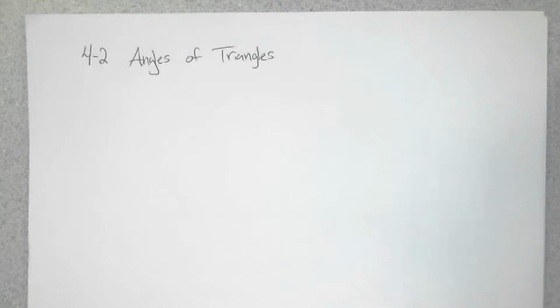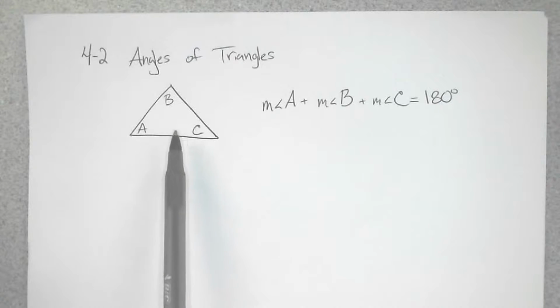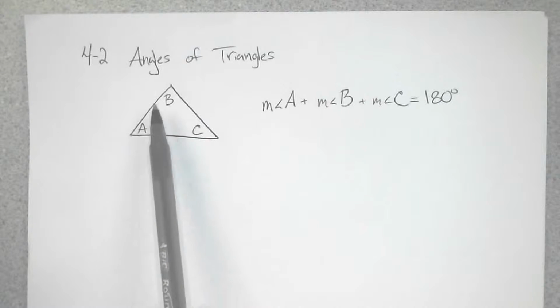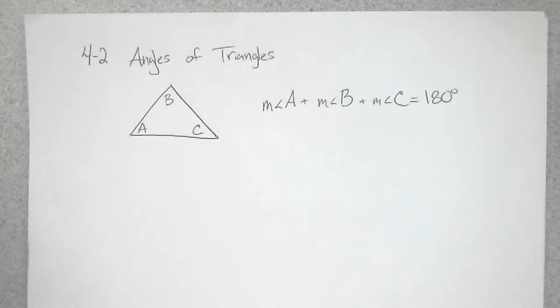Alrighty, this is Chapter 4, Section 2, Angles of Triangles. Now, there's two main topics we're going to talk about here that are pretty important. The first one is the triangle angle sum theorem. Now, this basically states that for any triangle at all, the measures of angles A, B, and C, when you add these interior angles, they always equal 180.